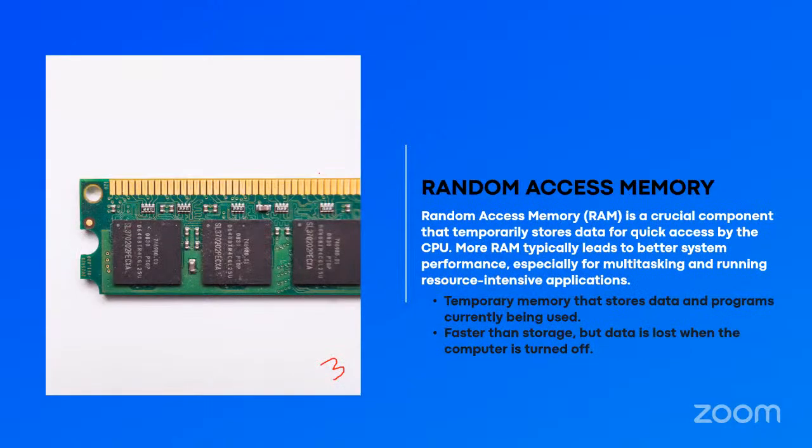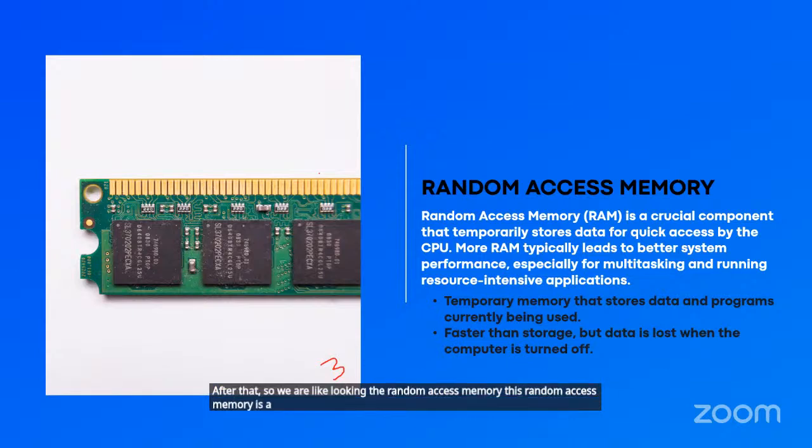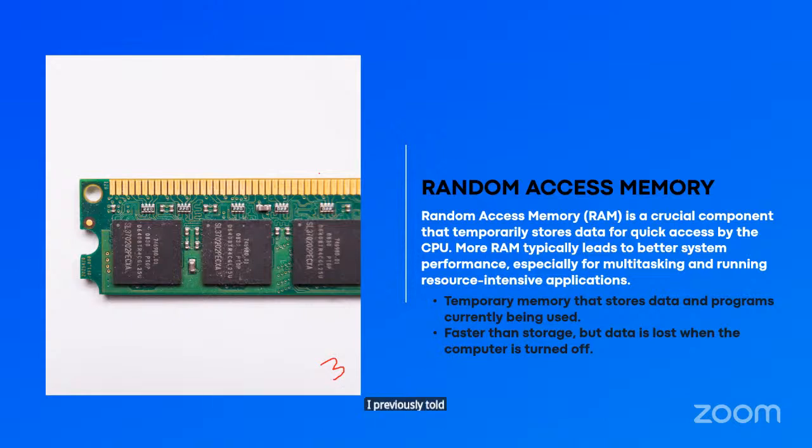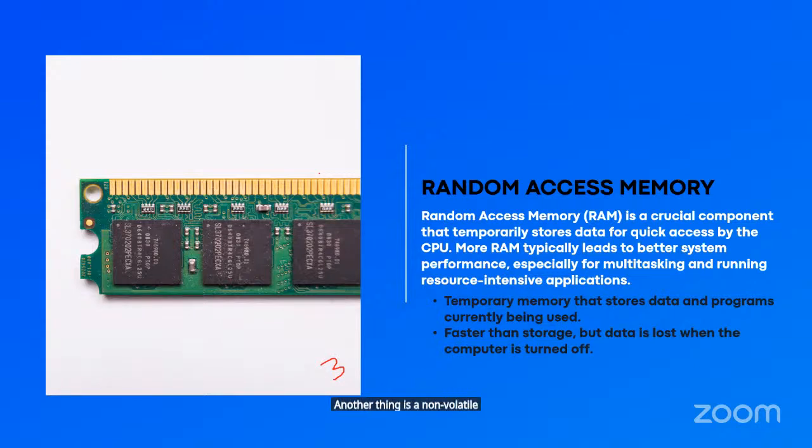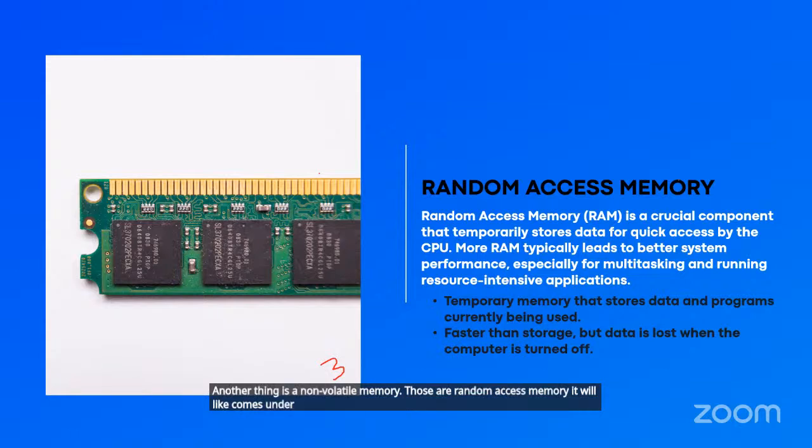After that, we are looking at the random access memory. This random access memory is a crucial component that temporarily stores data. I previously told you that storage devices can be divided into two: one is volatile memory, another is non-volatile memory. Random access memory comes under volatile memory. It temporarily stores the data for quick access by the CPU.